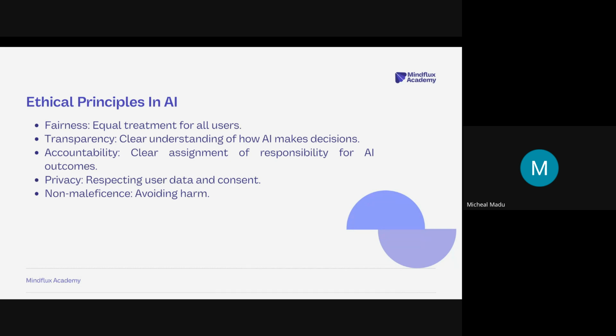Now, transparency: there has to be a clear understanding of how AI makes decisions. It has to be very clear when building your system. So if anybody asks you how your AI technology makes decisions, it has to be a clear and laid out procedure. You usually find this in privacy documents. Now, accountability: clear assignment of responsibility for AI outcomes. There has to be accountability. Privacy: respecting user data and consent.